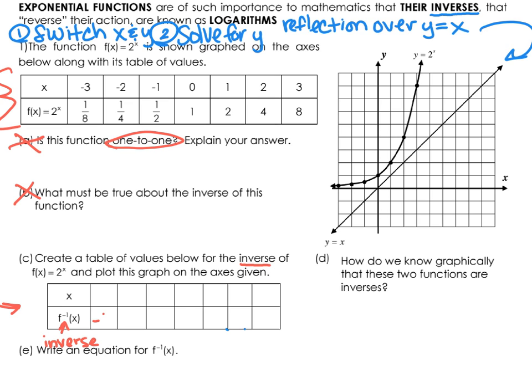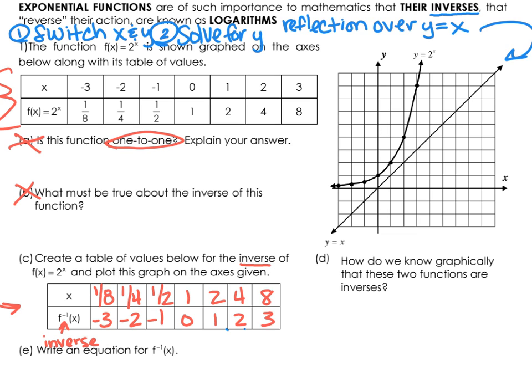So -3 was an x. -2 used to be an x. -1, 0, 1, 2, 3. Now they're going in the y column. Remember, f of x is a synonym for y. And with the little -1, that's the inverse of it. All right, so then all my x's are going to come from what used to be the y's. So this will now be 1/8, 1/4, 1/2, 1, 2, 4, 8.